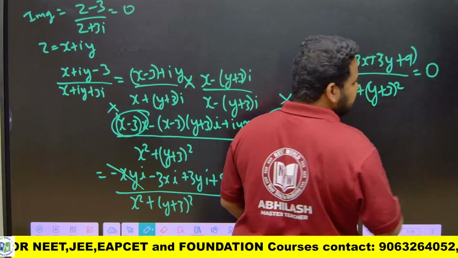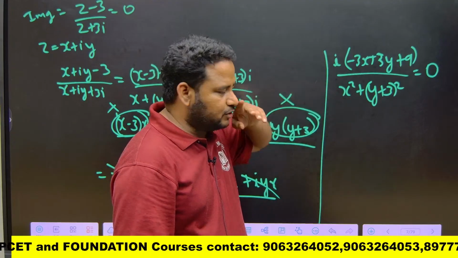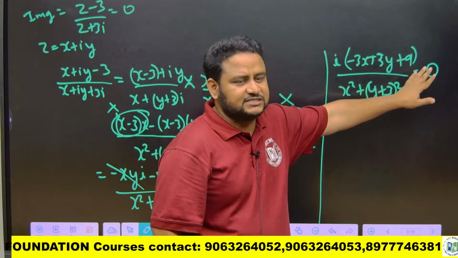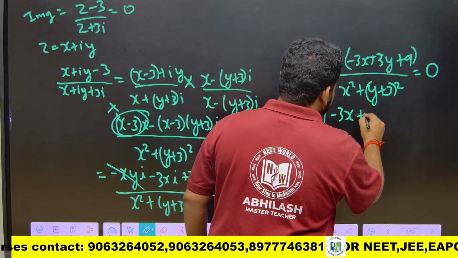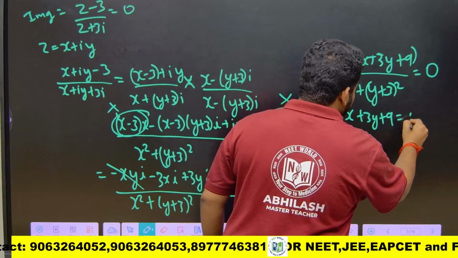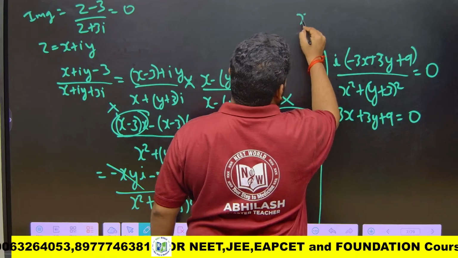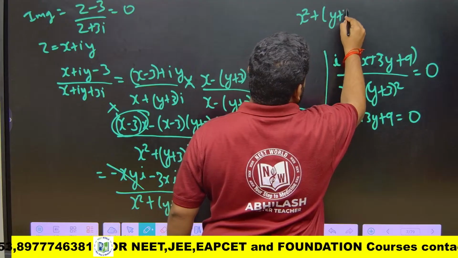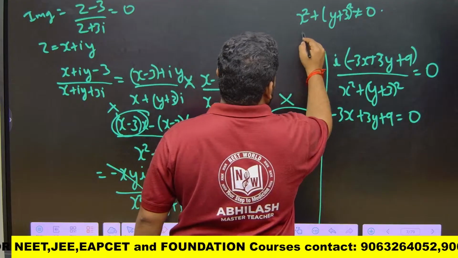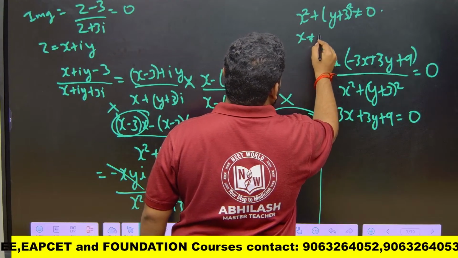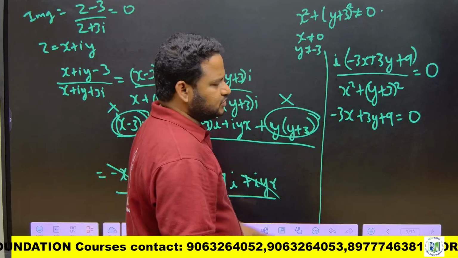See, I can skip certain steps and write it directly, but for your understanding I am writing it in a detailed way. You have to understand this. This imaginary part, they are telling it is equal to 0. That means this i will go. This will become minus 3x plus 3y plus 9 is equal to 0. Now this denominator, if I send it this side, this will become equal to 0. But you have to understand this x square plus y plus 3 whole square is not equal to 0. That means x is not equal to 0, and y is not equal to minus 3.